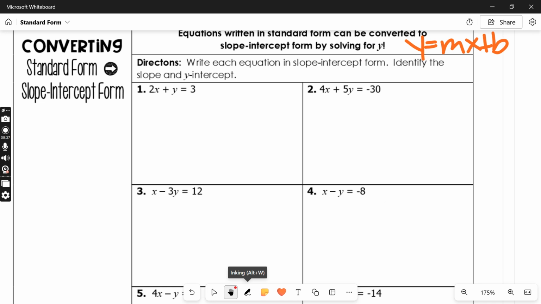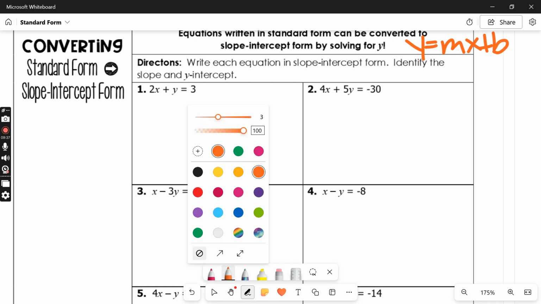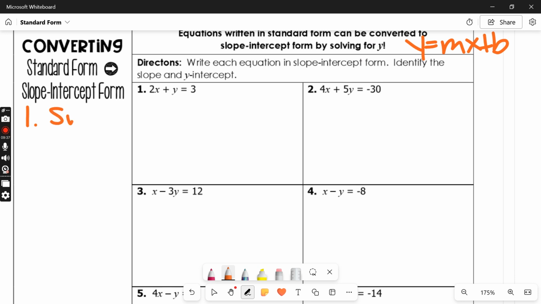Alright, so we just have a few steps that we're going to do for each of these. Our first step is going to be to subtract whatever's with the x, so we can say subtract ax. And our second step is to divide by b, which is the number that is with our y.